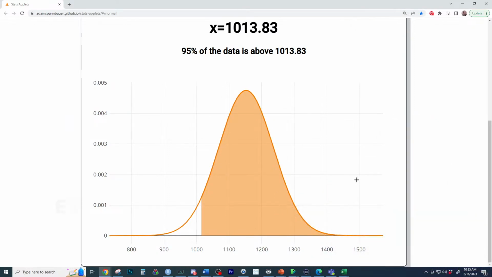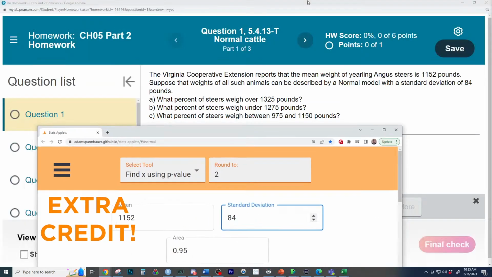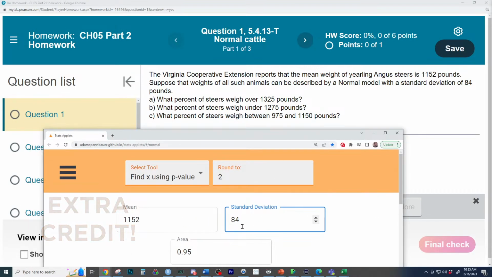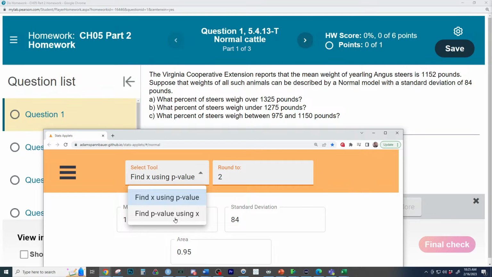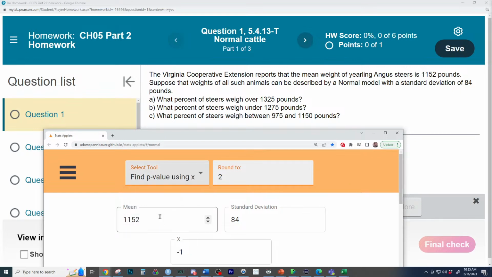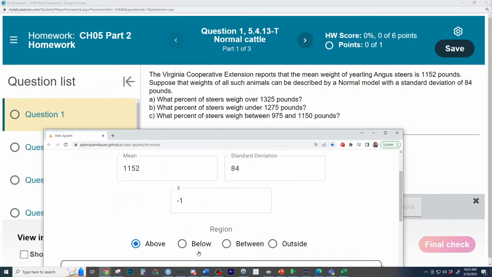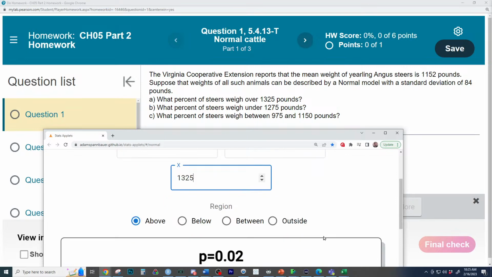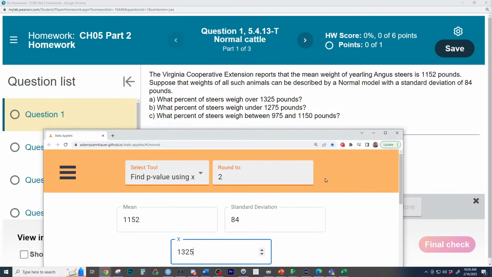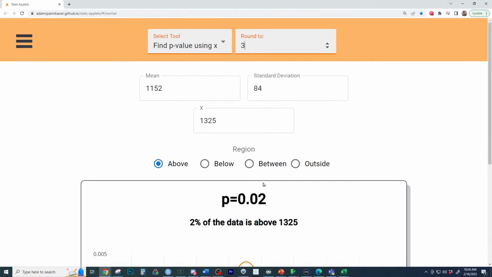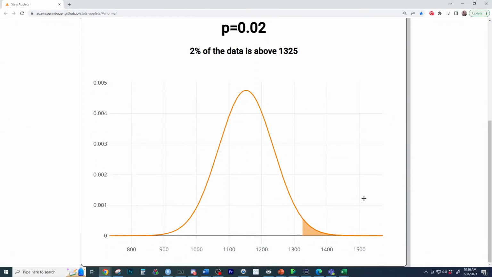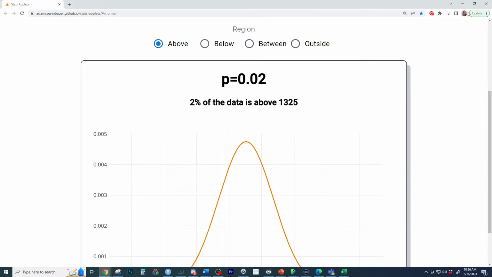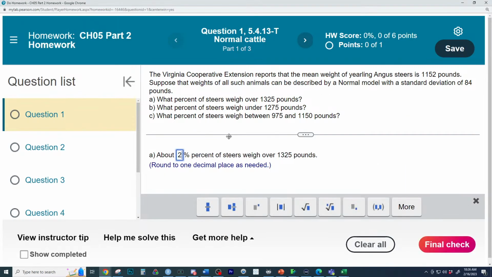Let's throw some points. And now all we have to do, if it wants the percent above that weight, we have to change this right here to a probability, a p-value from x. And we're going to go here to where it says above, because it's saying what percent of steers weigh over this. And how close was I? So we can even round this, which is really nice. We can round it to 3 decimals. And the answer is it exactly 2%? Oh my gosh. What did I answer?